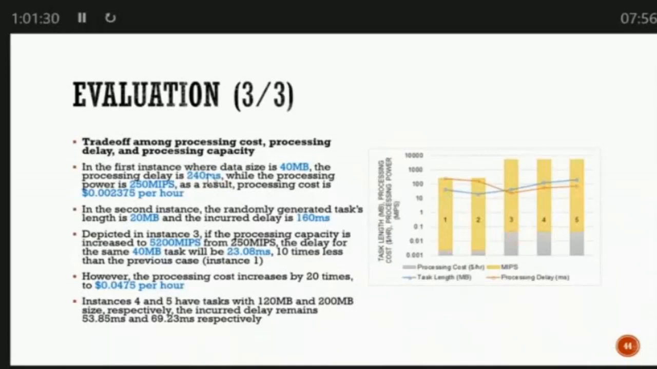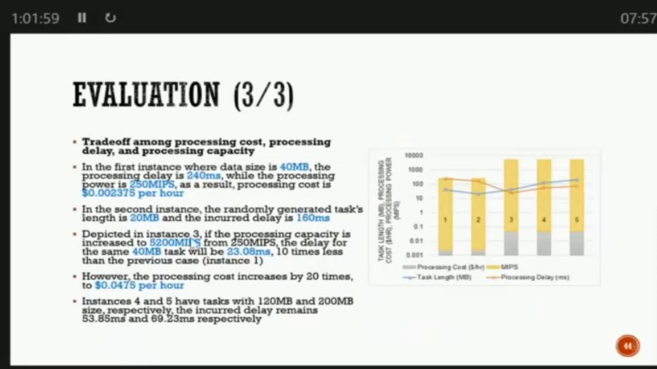Now, in the third case, as compared to this 250 MIPS, or millions of instructions per second, we have increased the capability of our fog. Now, fog is 5200 MIPS. So fog's capability is increased. Previously, the delay was 240 milliseconds. In this case, the delay is 23 milliseconds. A huge difference, right? It's 10 times less than the previous case.